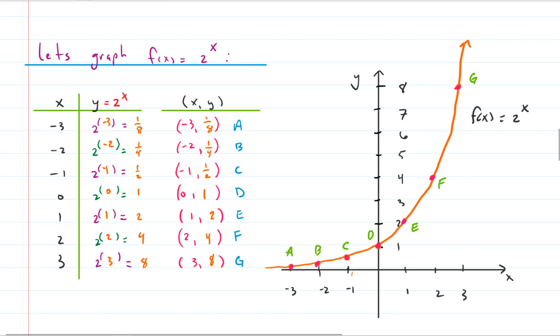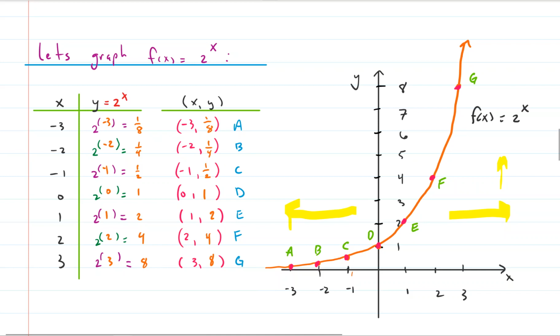2 to the x. So you can see that as it moves to the left, it gets closer and closer to the x-axis. As it moves to the right, it gets higher and higher, and not only does it get higher, but it gets higher faster. So that's why they call it exponential growth, because the further right it goes, the faster it rises up. So that's a pretty classic looking exponential function.